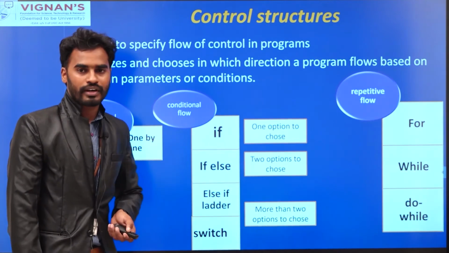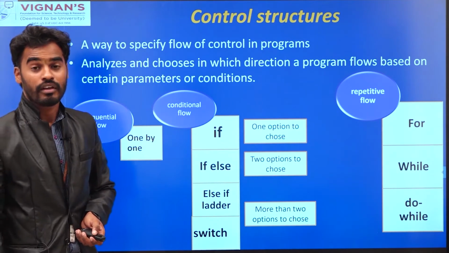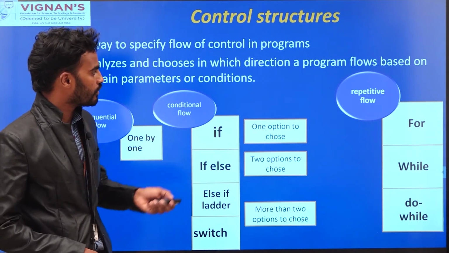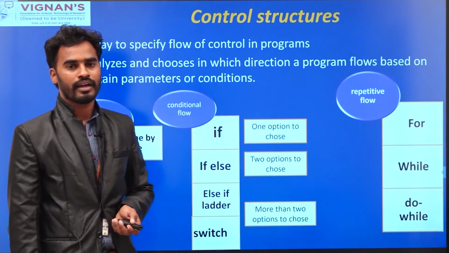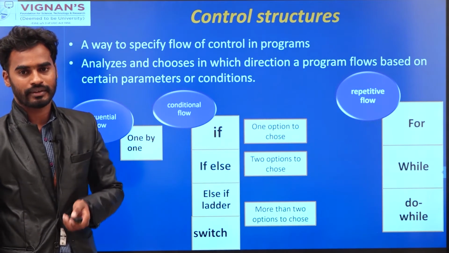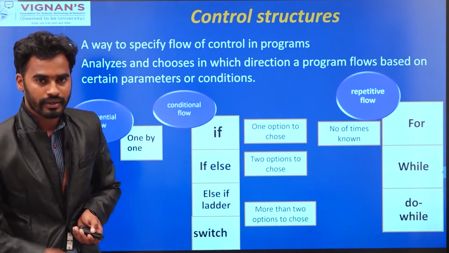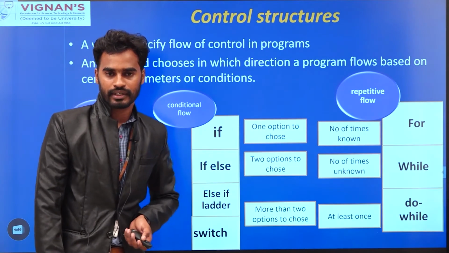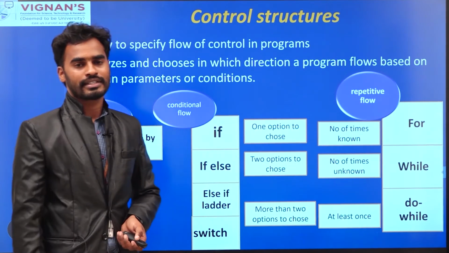And there is one more flow called repetitive flow. If you want to execute statements again and again, if you want to repeat some set of statements again and again, then generally we go with the repetitive flow. So there are three statements: for statement, while statement, and do while statement. If you know exactly how many times you would like to repeat, then go with the for loop. If you don't know exactly how many times you would like to repeat, then go with the while loop. And the do while loop is similar to the while loop, except that the do while loop will repeat at least once irrespective of whether the condition is satisfied or not.